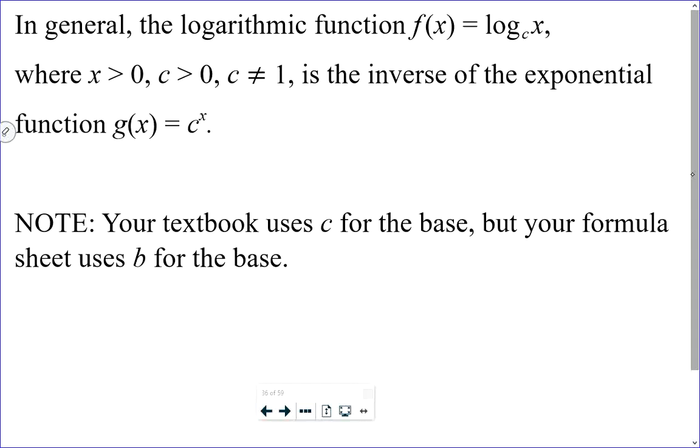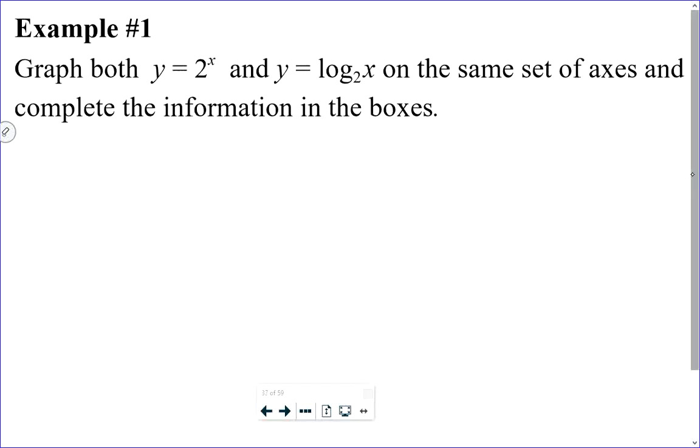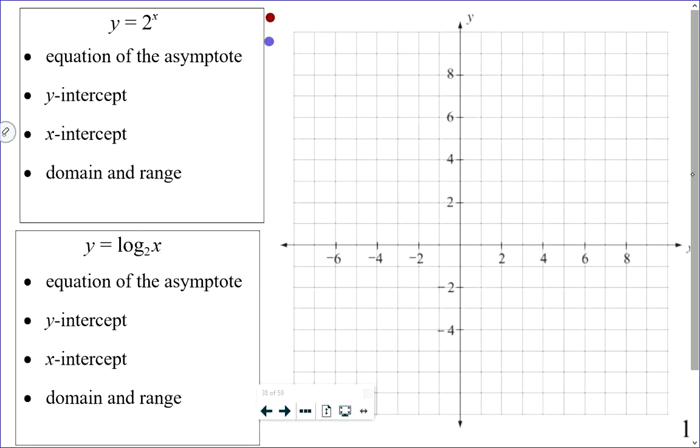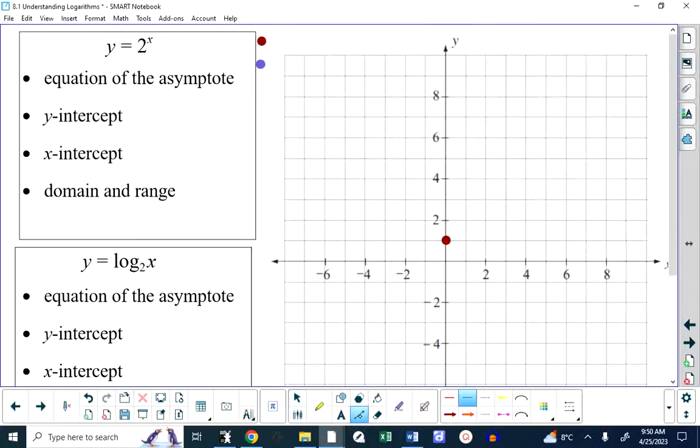Look, we got to get used to the fact that we can use different letters for the base. I like to use B, your textbook uses C. So graph both y equals 2 to the x and log base 2 of x on the same set of axes. Let's use, I'm going to use the brown for y equals 2 to the x. You should know that y equals 2 to the x is an exponential function with the x-axis being a horizontal asymptote and a y-intercept of 1.